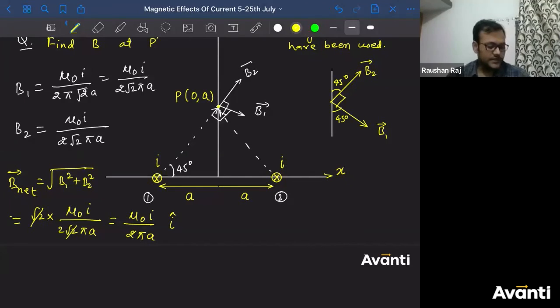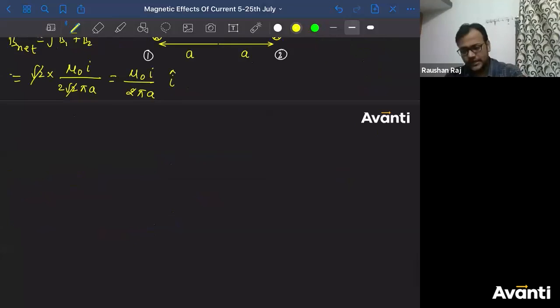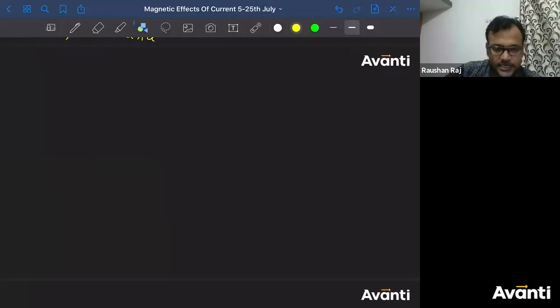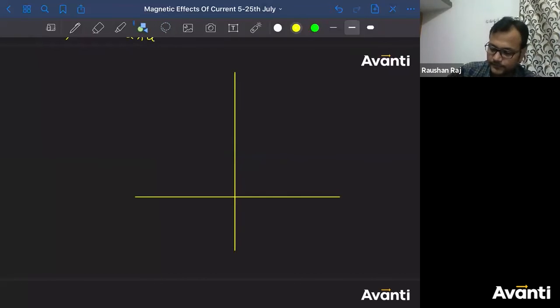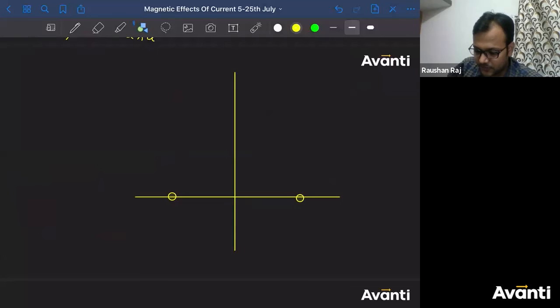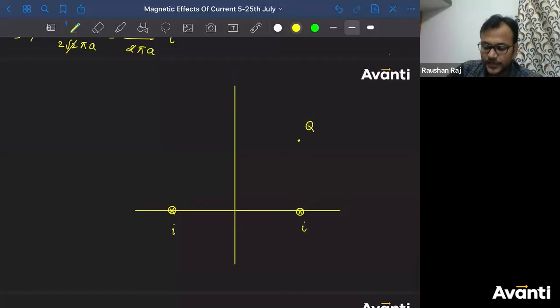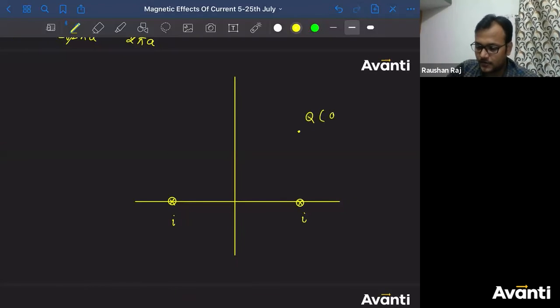Okay guys, let me give you one assignment. NEET guys, if you feel like it, solve it, just for the sake of practice. JEE guys, you should attempt this. Same diagram. The only difference is now I am asking you to find the magnetic field at this point Q. This is point Q. Into the plane, two currents I.